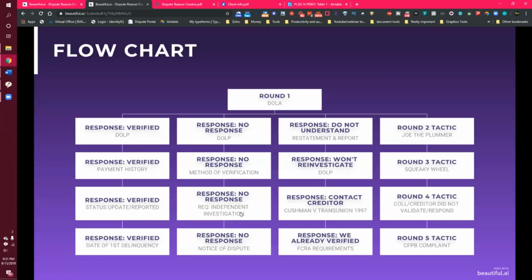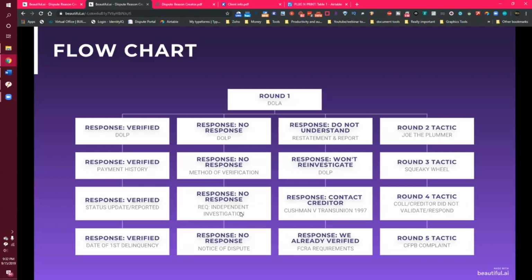Congress states that once you send your dispute letter and they come back and say it's verified and you don't agree with it, when you dispute again, they have to do an independent investigation where they're not relying solely on the creditor or the collector, or whoever it is, coming back and saying that it's verified. They have to go beyond that source and do their own investigation and figure out if the account or the information is accurate, okay? There is so much more, and I have a whole video on Cushman versus TransUnion, about 6 different paragraphs that you really need to look at, because it's going to change the way that you dispute, okay?